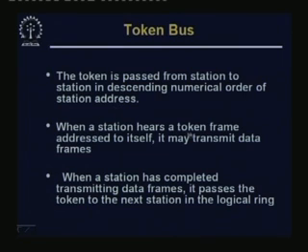When a station hears a token frame, that means it gets a token frame addressed to itself, it may transmit data frames. That means, when it gets the token which is addressed to itself, sent by the node which is just higher numbered, its predecessor, it may transmit its data frame. When a station has completed transmitting data frames, it passes the token to the next station in the logical ring.